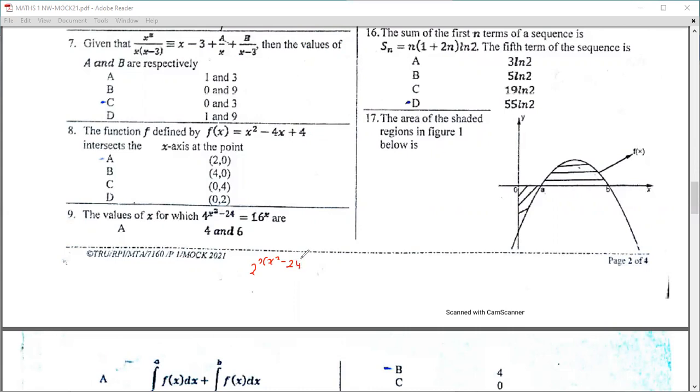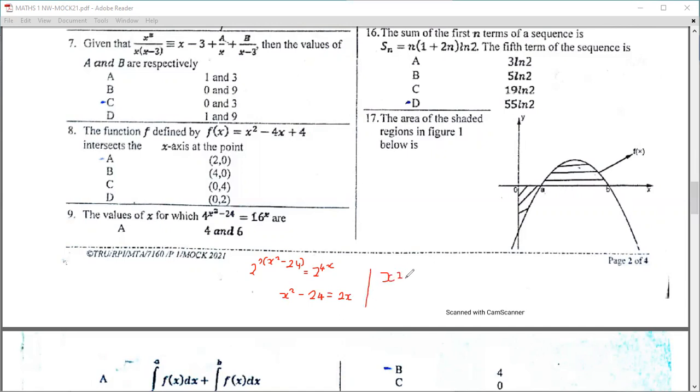And this should be equal to 2 to the power 4x, because you know 16 is the same as 2 to the power 4. So this one is the same as this. At this point, we have 2x squared minus 24 equal to 4x. You can divide all through by 2 and be left with x squared minus 24 equal to 2x, right?